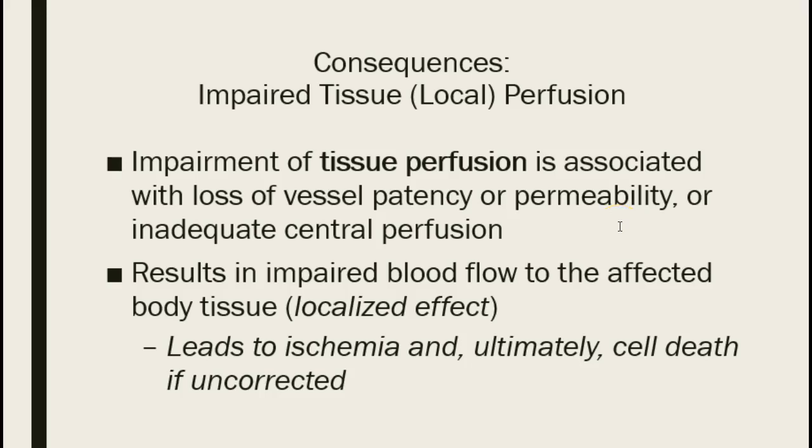What are the consequences of impaired tissue perfusion or local perfusion? Impairment of the tissue perfusion is associated with loss of vessel patency or permeability or inadequate central perfusion, and this results in impaired blood flow to those affected body tissues. So you have this localized effect, which in turn leads to ischemia and ultimately cell death if it's not corrected. Other causes of impaired tissue perfusion can be organ specific. For instance, narrowing of local vessels, blood clots, and even dilation can affect perfusion of the local organs.